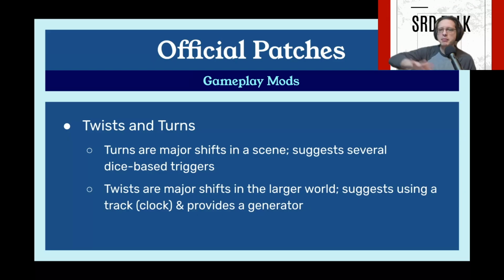So twists would be major shifts in the world as a whole, or the group, the larger play at hand, not just your specific scene or a particular subplot that your character's involved in, but the whole shaping of the story or the world it exists in. And it suggests using a track where every single time you hit a turn, that adds to our clock or track. And the game also provides a twist generator where you would roll 2d6 and take a look at the table here to determine what might be some of the options that occur.